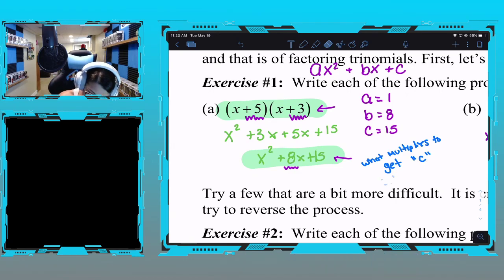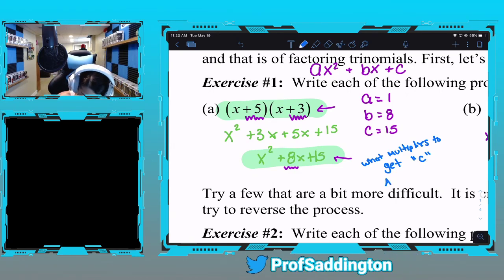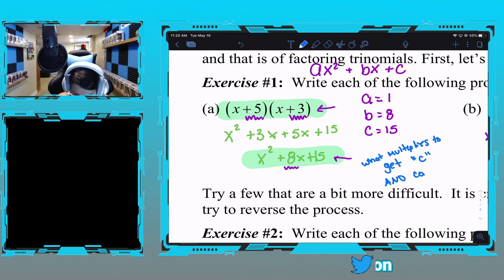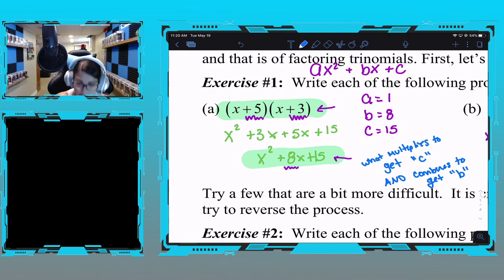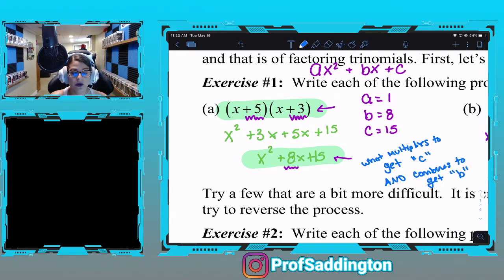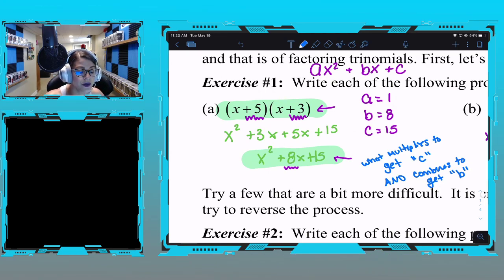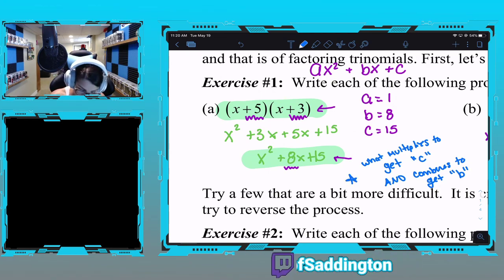And combines to get the B value. This, what I wrote in blue, is absolutely critical. You need to write this down, okay?